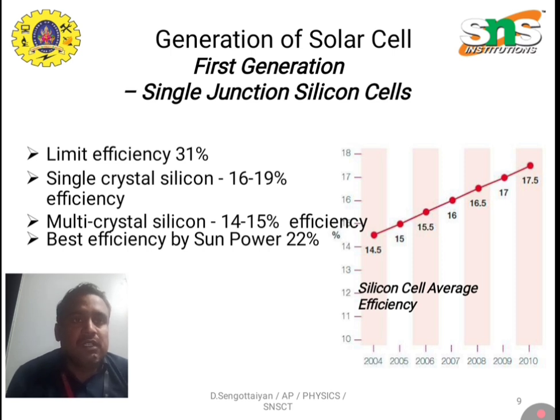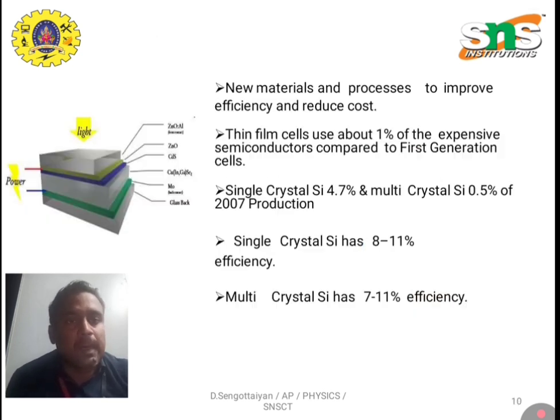Then the generations of solar cells. We all know the first generation, single junction solar cells, has a limiting efficiency of 31%. Depending upon the material and light absorption energy level, the efficiency slightly decreases, from 16 to 19% or 14 to 15%, depending upon the layers. This diagram shows the levels of materials doped with PN junction diodes to improve the efficiency and reduce the cost of solar cells.